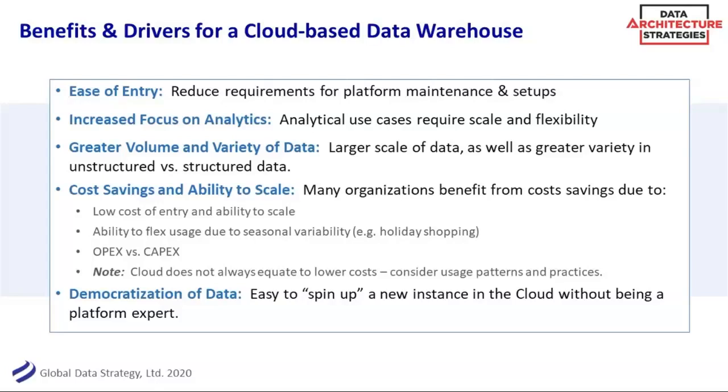Also, when we look at the increased focus on analytics, so the topic of this is data warehouse. When we think of data warehouse, a lot of us think of the traditional: I'm doing my financial reporting or my sales reporting. I want to know sales by region, by sales rep, by product, by all of that, and often that is in structured relational type databases.